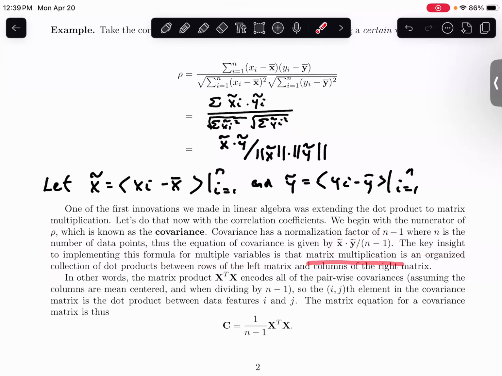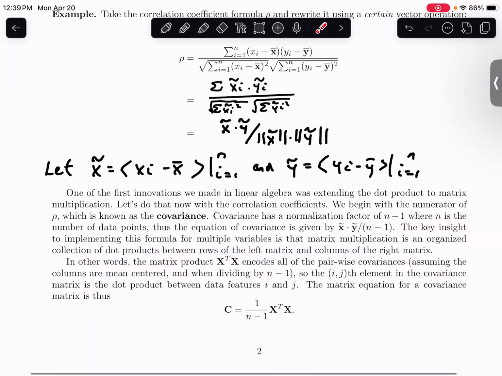And so the key insight to implementing this formula for multiple variables is going from the dot product and extending it to matrix multiplication, right? Matrix multiplication is really just a collection of various dot products between rows of the left matrix and columns of the right matrix. So what I'm saying is that this matrix product given by X transpose times X represents all possible dot products that you can have between these variables like X and Y. So this matrix X transpose times X encodes all of the pairwise covariances, assuming the columns are mean centered, when dividing by n minus 1.